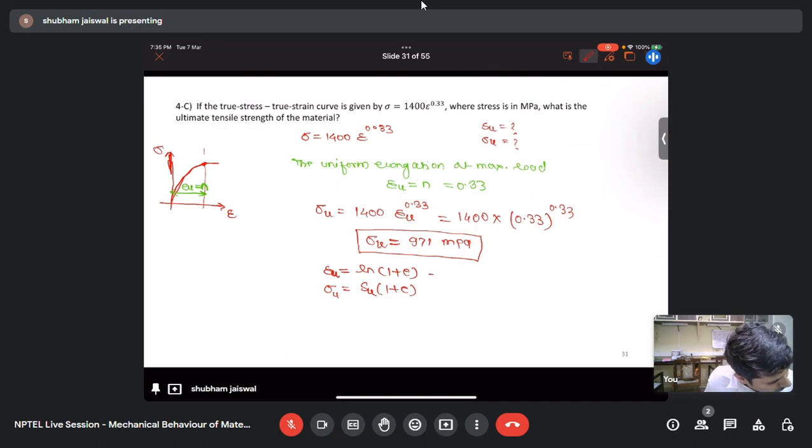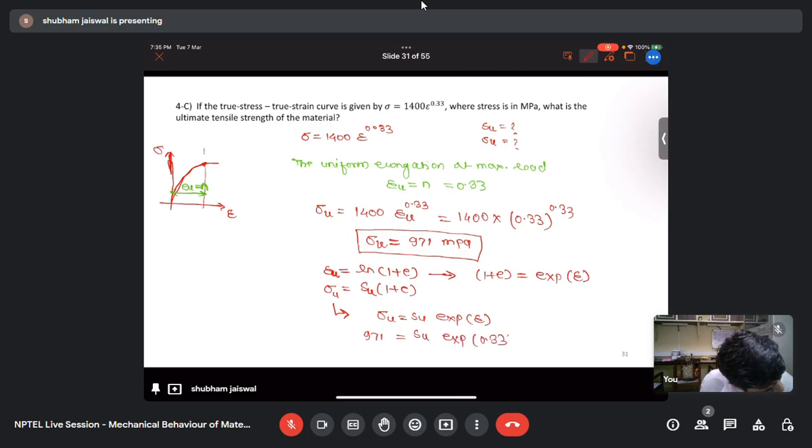In this equation, if I rearrange, what will I get? 1 plus E should be equal to exponential of epsilon. So sigma u equal to SU into exponential of epsilon. If I put the value, sigma u is 971, SU is unknown, SU exponential of 0.33. So we'll get ultimate strength as 971 divided by exponential of 0.33. It will come out near 698 megapascal.